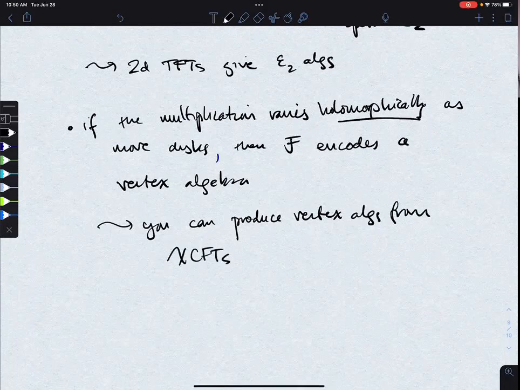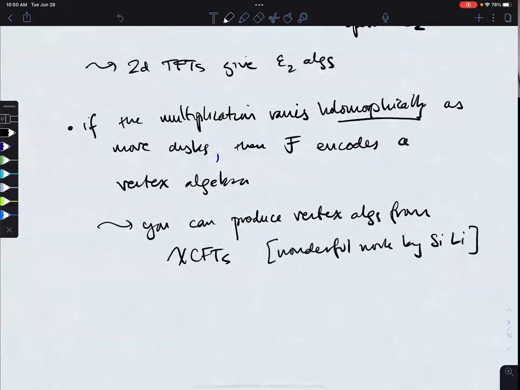And there's some really wonderful work by C. Lee, particularly, really putting some of these ideas to use in the setting of questions in chiral CFT. Okay, so I'm really cutting this up short.